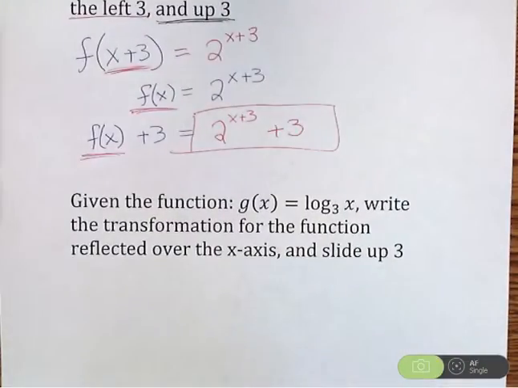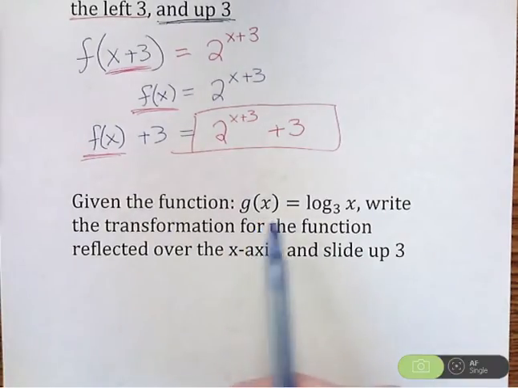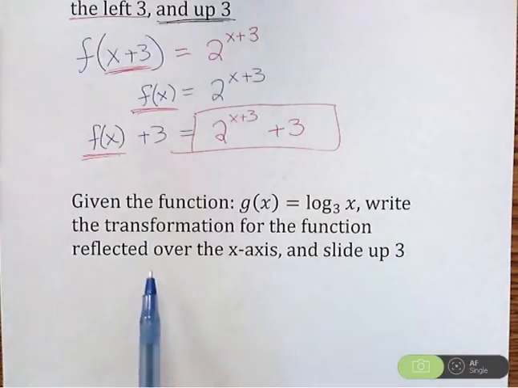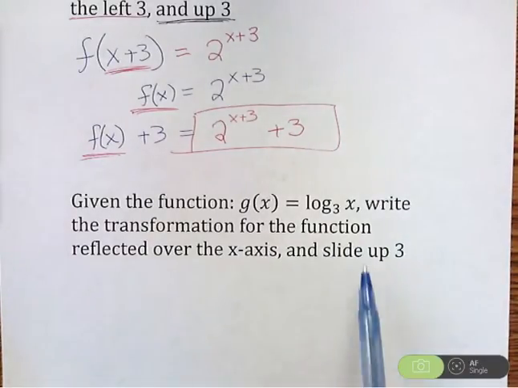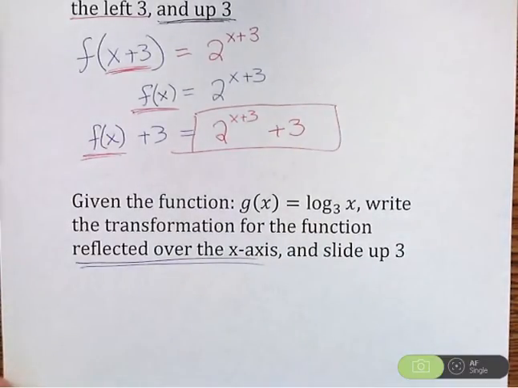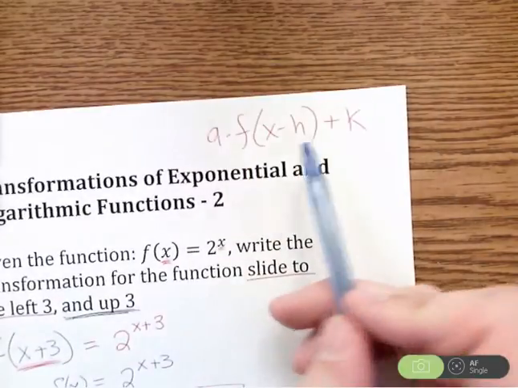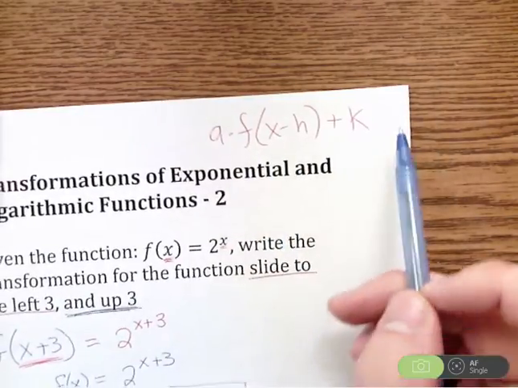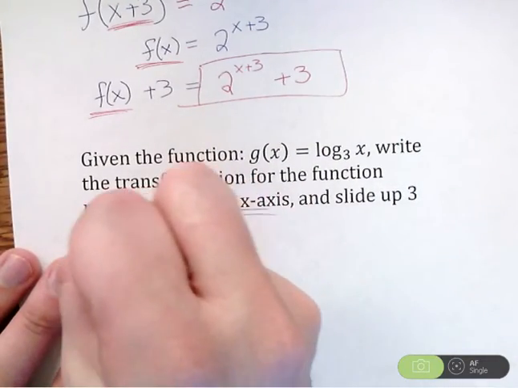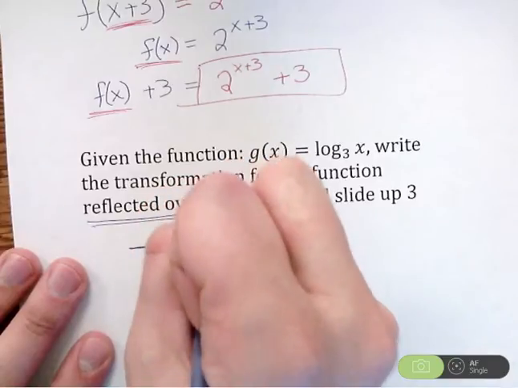One more quick example, but this time I'm going to show you with a log function. So given the function g of x equals log base 3 of x, write the transformation for the function reflected over the x-axis and slide up 3. So first thing I need to do is reflect over the x-axis. So I've got to think back, well, which variable am I dealing with, a, h, or k? If I'm going to reflect, that's dealing with a. More importantly, I'm going to do a negative f of x.